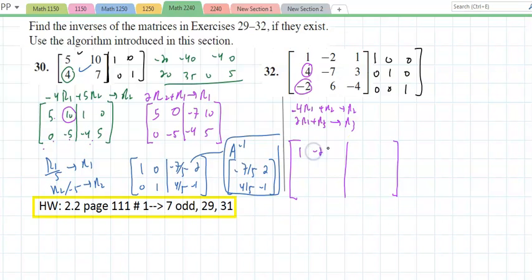Row 1 unchanged. Multiply by negative 4, that's a 0. Negative 4 times 2, that's 8, that's a 1. Negative 4 plus 3 is a negative 1. Negative 4 plus 0 is a negative 4, a 1, and a 0. If I multiply by a 2, 2 plus 2 is 0. Negative 4 plus 6 is a 2. 2 minus 4 is a negative 2. Negative 2 plus 0 is a negative 2. 0 and a 1. Now I'm going to use those two rows to make that a 0.